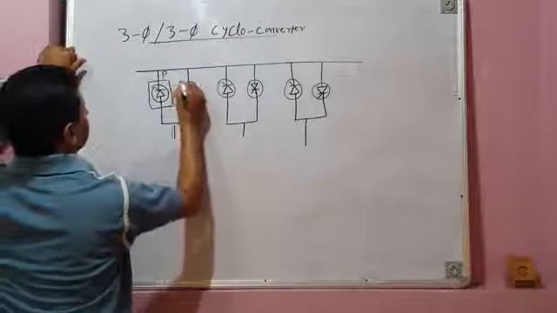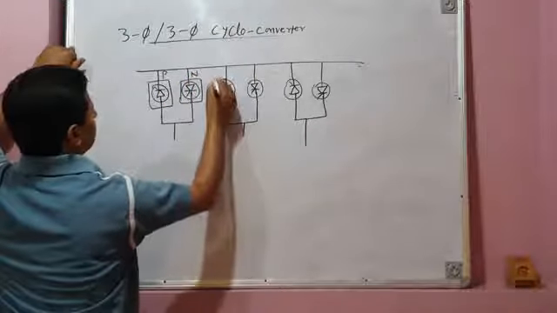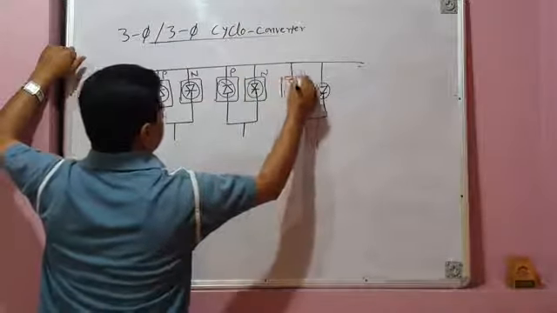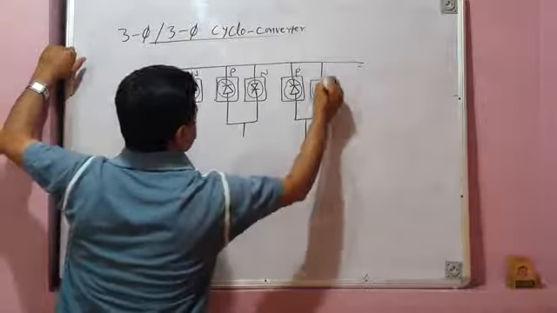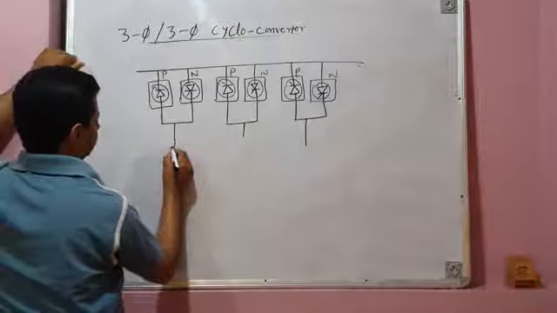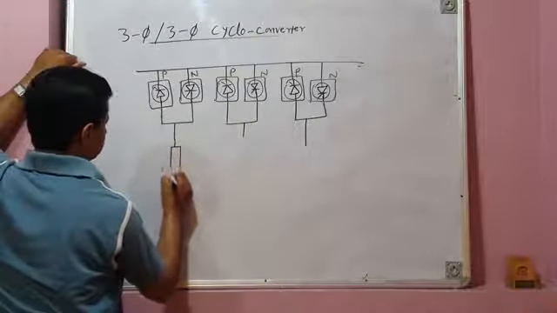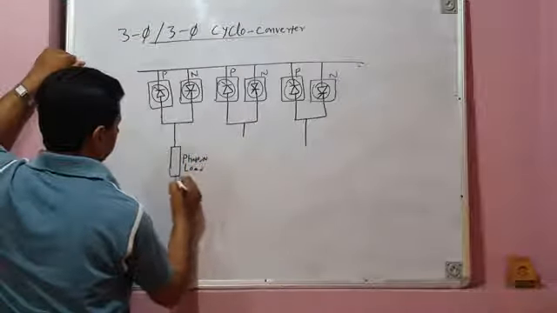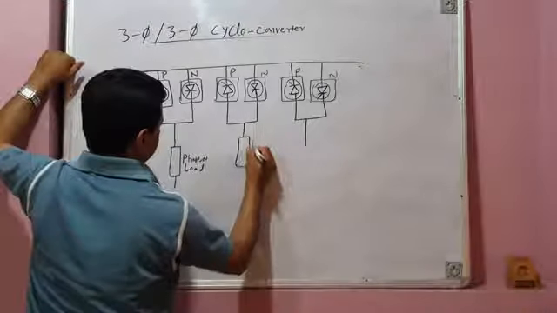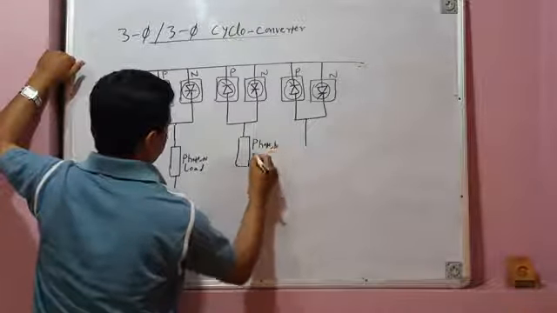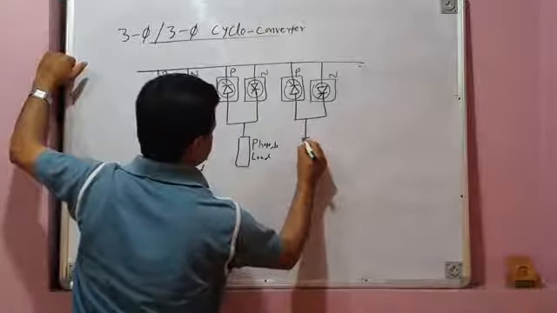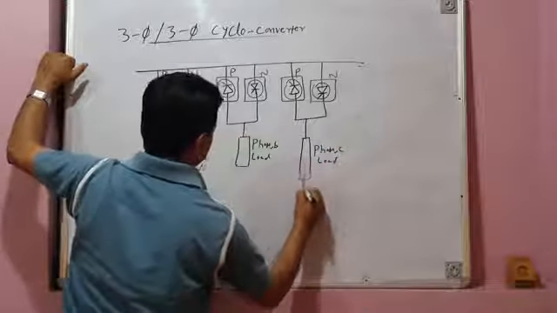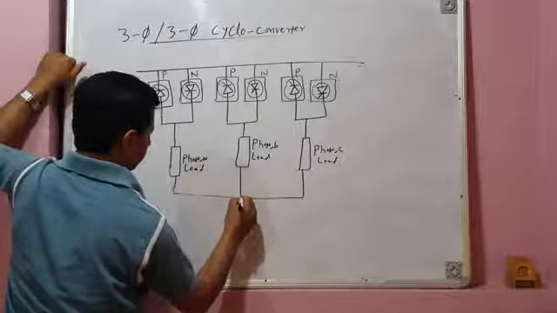This is P group of thyristors, I mean P converter, this is N converter. This is P converter, this is N converter. This is P converter and this is N converter. And then you will have load like this. This is phase A load. Phase A load. This is phase B load and this is phase C load. And this is the neutral.